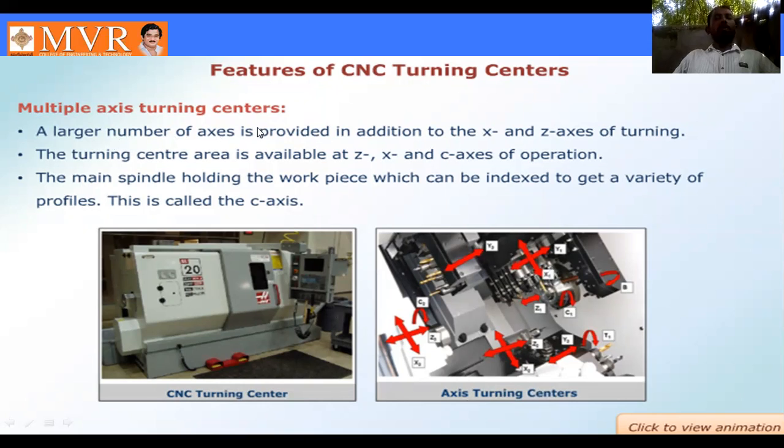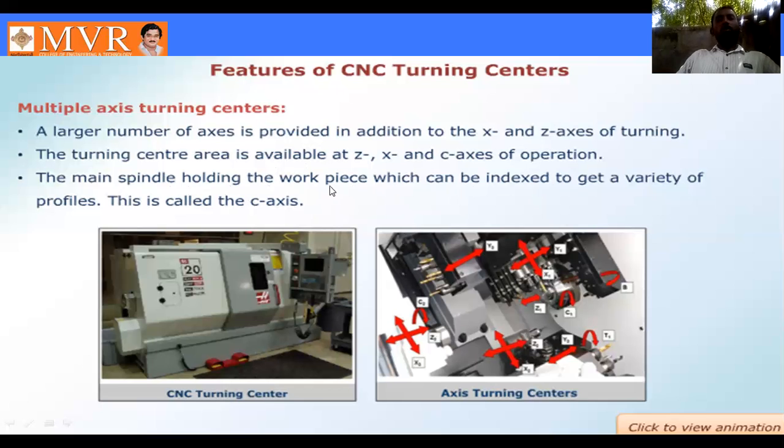So see here, a large number of axes is provided in addition to the X and Z axes of turning. The turning centers are available with Z, X and C axis operations. The turning centers are available in three axes: X, Z, and C. So that is point one.